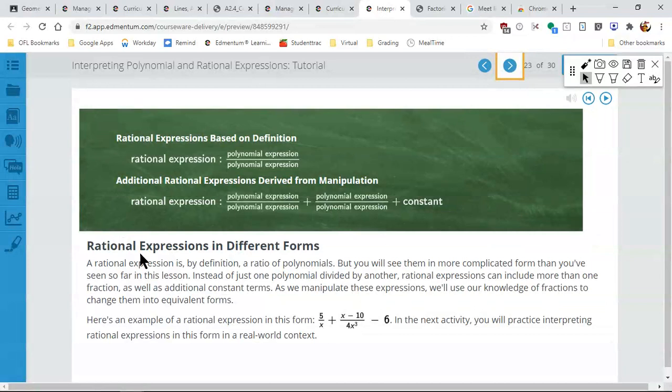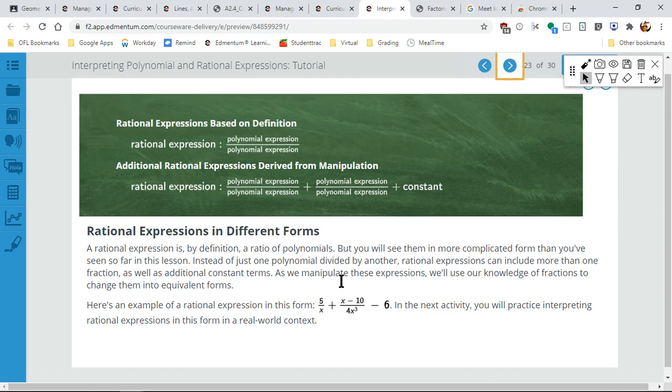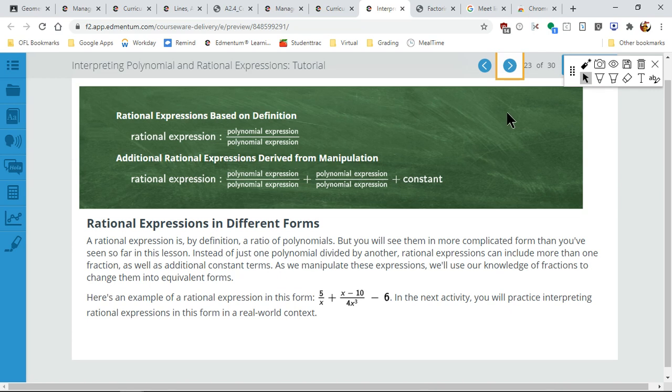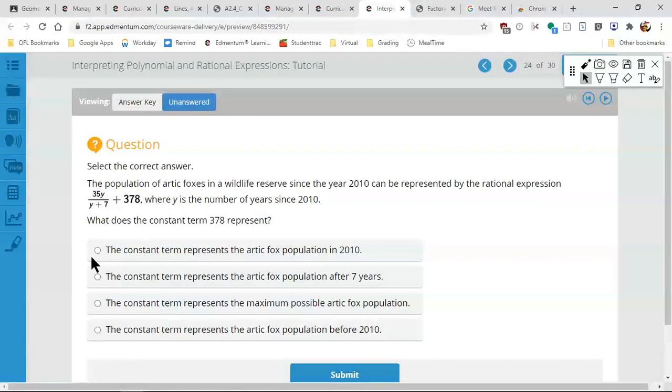All right, rational expressions. So we're going to have this stuff where we add it, and then we have a constant. So here's an average, another average, and we're subtracting. So these are different forms. Instead of just having one thing, sometimes we're going to have a sum. All right, going through this.